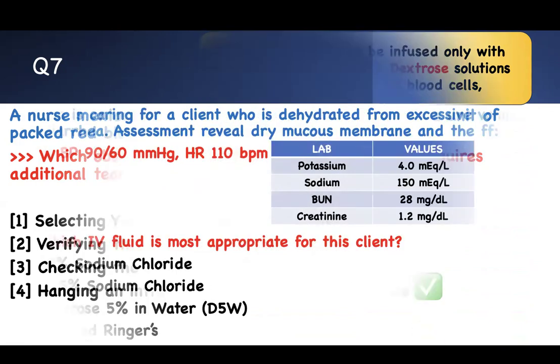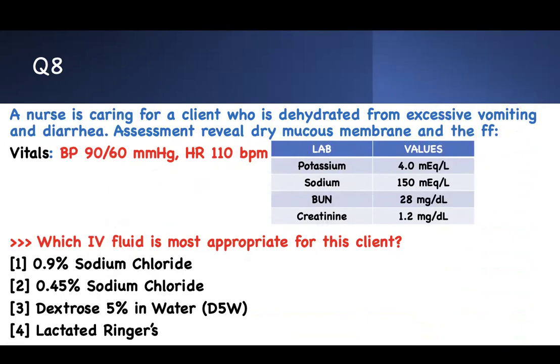Number 4. Number 8, same thing, NGN style. You got it. Don't worry. Don't run away. This is the content. You got it. A nurse is caring for a client who is what? Dehydrated. And he's been vomiting what? And having diarrhea. 2 problems.